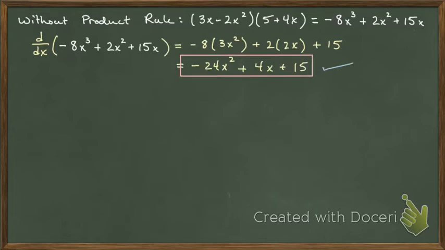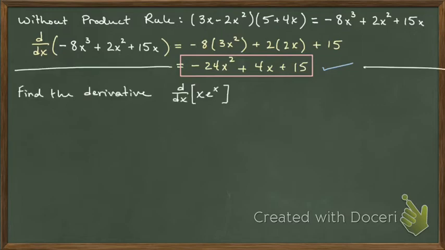So I've got combined knowledge here. I've got what I've known from before with my power rule, and also what I know now with the product rule. Okay, let's do another example.